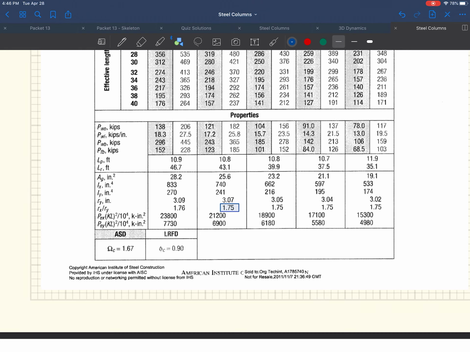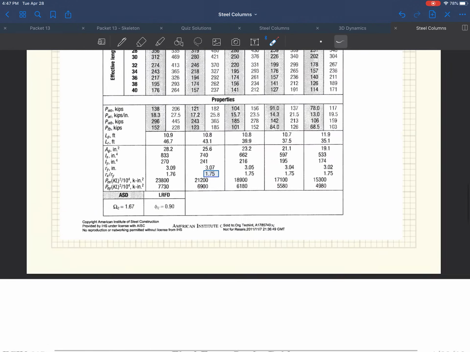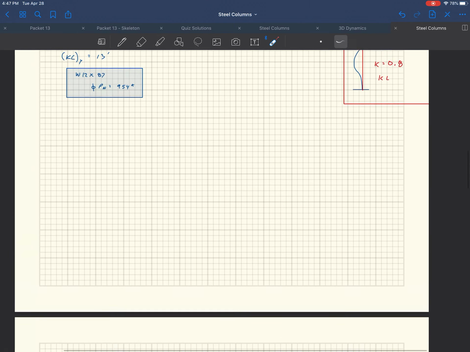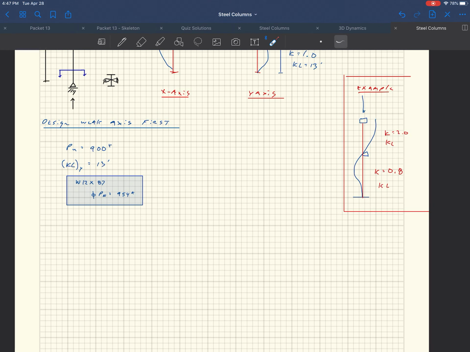The other thing to note here is that, what if we end up designing for a slightly different member, because we don't know which one's going to control. But rx over ry is pretty dang constant on each one of these pages. There's variation between pages, but on a certain page, they're pretty dang close to each other. So let's come down here, W12x87. So rx over ry is 1.75.